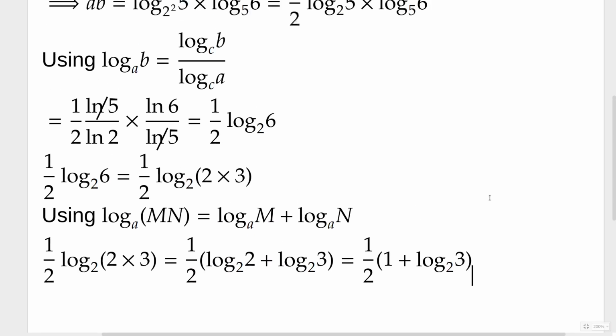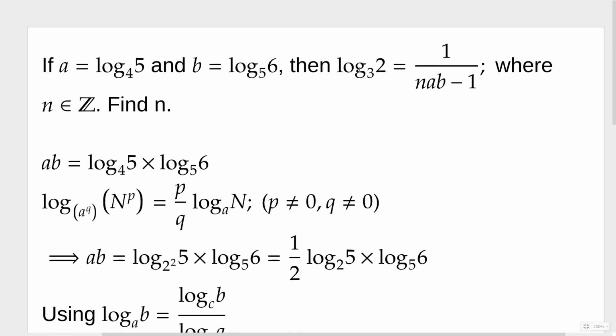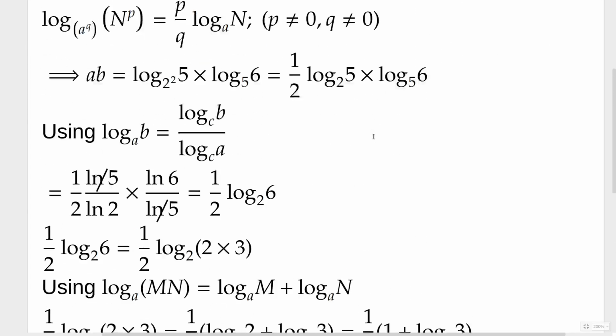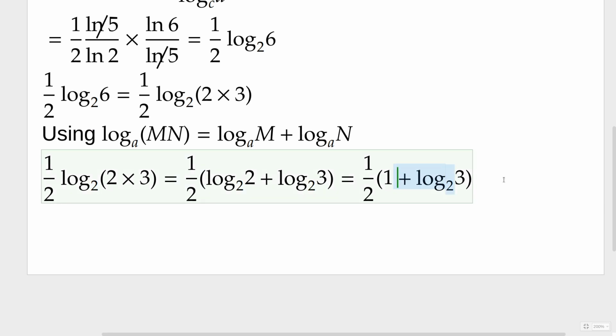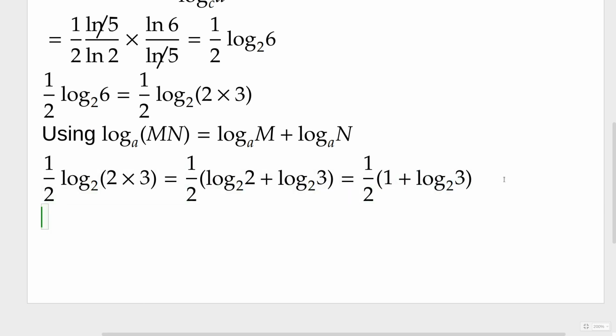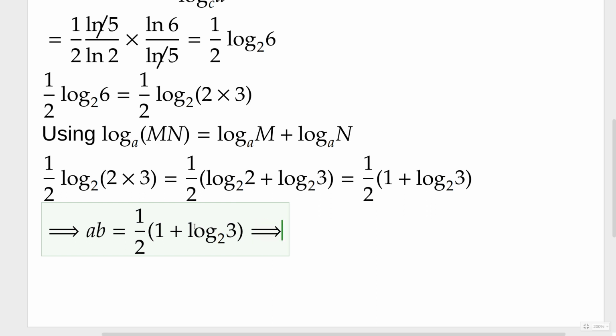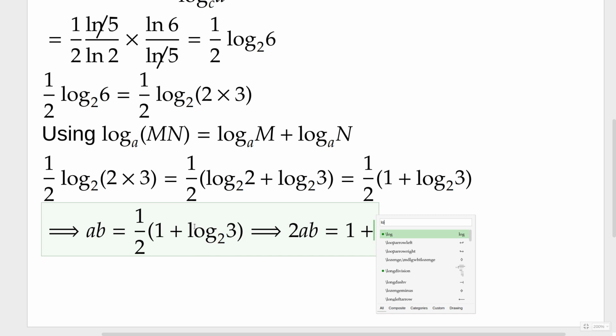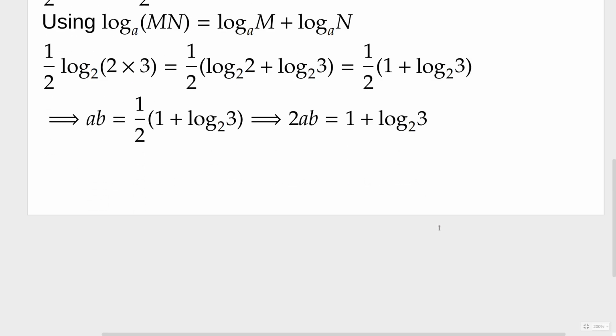Now what I need in this expression, so here we have log 2 base 3, so we need to get log 2 base 3 out of this expression. So finally what we have is AB is equal to this expression, right? AB is equal to this expression. So I'll be writing it here. This becomes 2 times AB is equal to 1 plus log 3 base 2, isn't it? So I hope the story is clear till now what is happening.